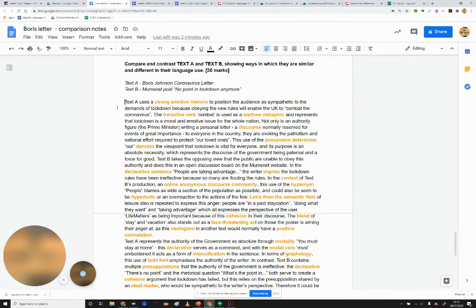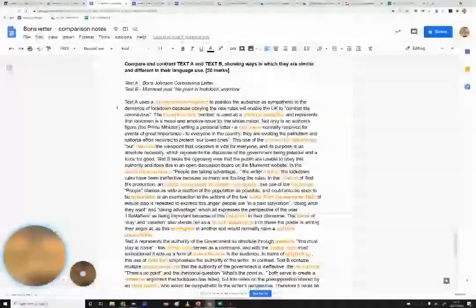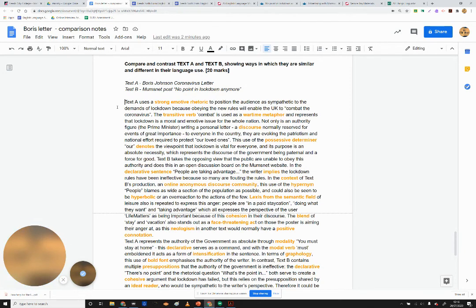Text B takes the opposing view that the public are unable to obey this authority, and does this in an open discussion board on the Mumsnet website. In a declarative sentence, "people are taking advantage." The writer implies that lockdown rules have been ineffective because there are so many flouting the rules. In the context of Text B's production, an online anonymous discourse community, or you might say computer-mediated community, this use of the hypernym "people" blames as wide a selection of the population as possible, and could also be seen as hyperbolic, or an overreaction to the actions of the few.